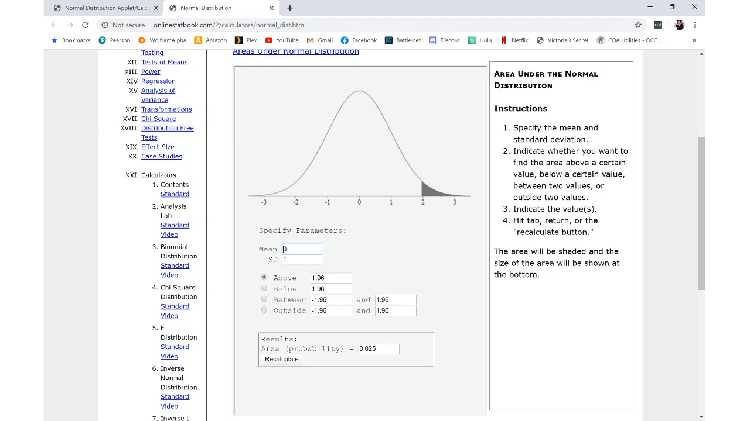David Lane's calculator looks like this. And again, we're going to change our parameters. So our mean is 1 and our standard deviation is 0.25. And we want between 1.3 and 1.6. So once I hit enter, there's our pretty picture. It matches the one we drew. And down here is our area, or our probability, 0.1069. So our probability is equal to about 11%.